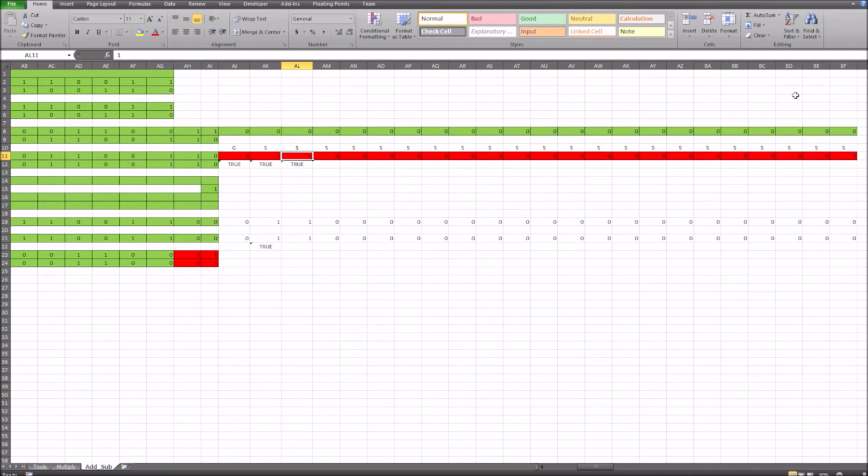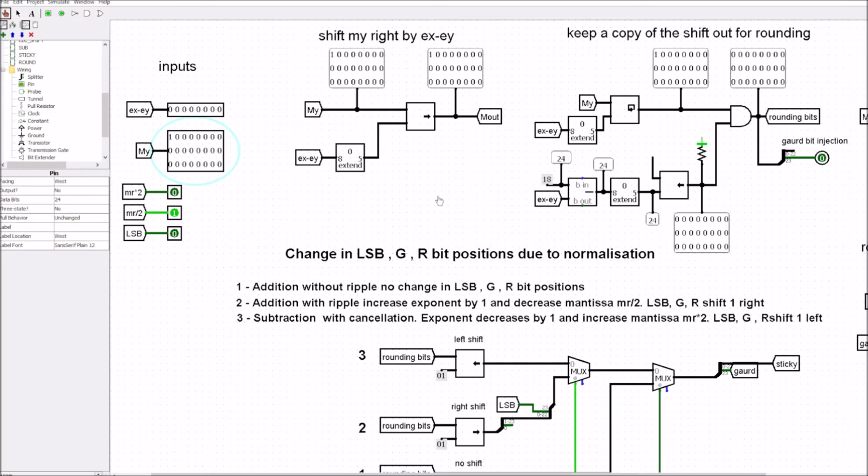So if we head back to the Logisim, what we've done is we've taken a copy of our mY, and instead of shifting the mY to the right, we're actually going to wrap it around. So for example, if we were to put in a value of 1 here for our mY, and our ex minus ey is a value of 1, then it'll take this 1 here and shift it round, and you can see here it's taken it and shifted it round here.